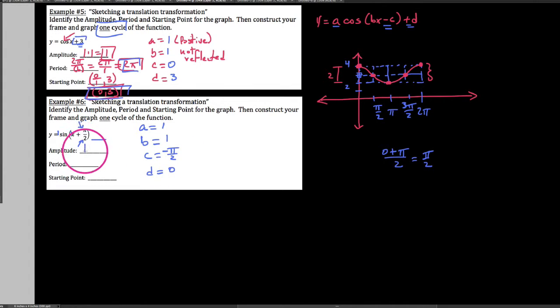So our amplitude, the absolute value of 1, is 1. So our amplitude of this graph is 1. The period, we say 2 pi divided by b. In this case, we get 2 pi over 1. So the period, or the length of our frame, is 2 pi on this graph.